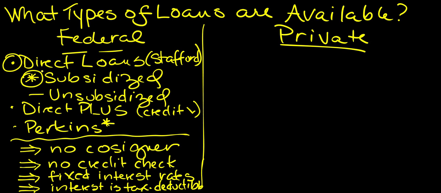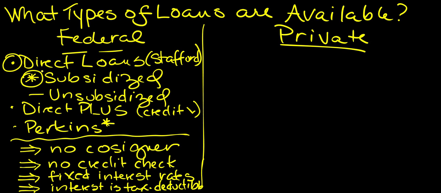These loans come from lenders that are not affiliated with the government, like a bank or a credit union, or even your school or a state organization. So the amount you can take out and the options for repayment are going to be up to the lender because they're not regulated by the government. So, some things that you need to know.